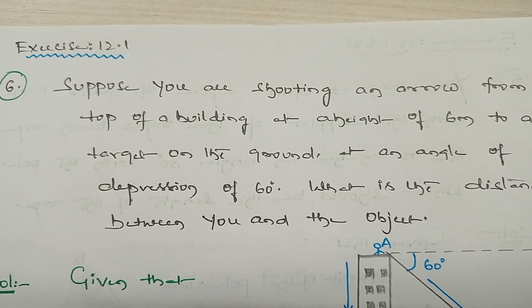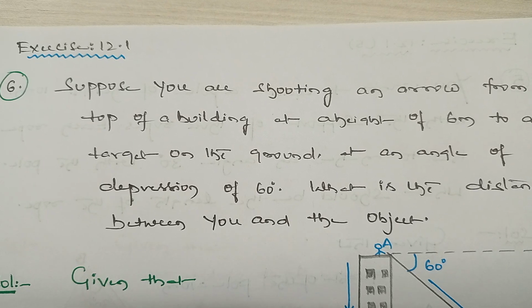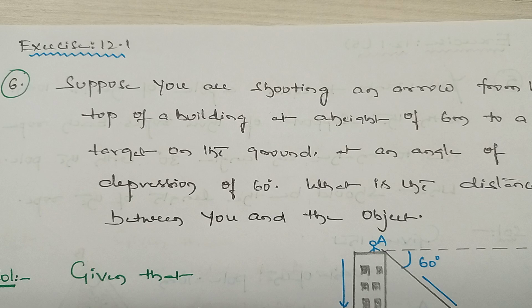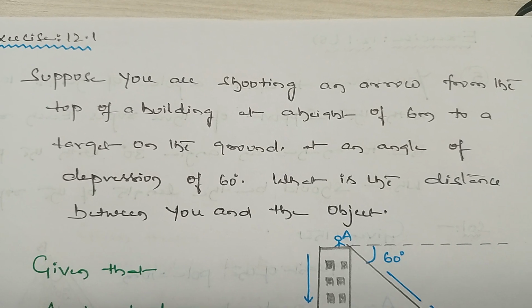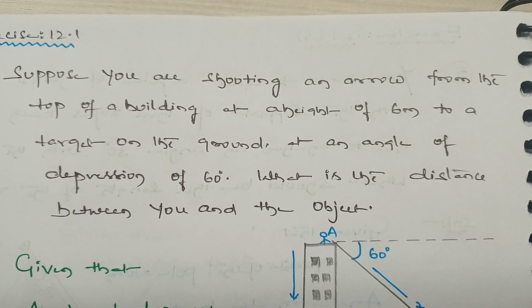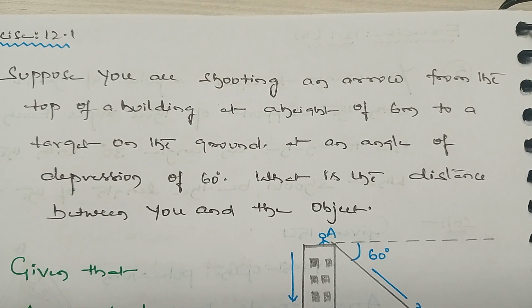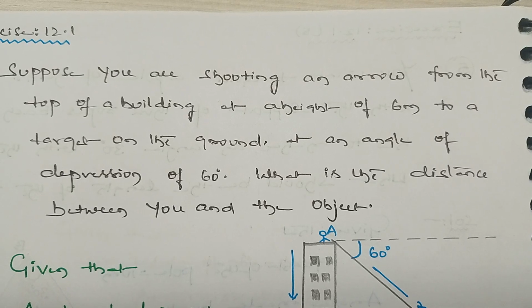Today in this video we are going to discuss the chapter Applications of Trigonometry, exercise 12.1, sixth sum. Suppose you are shooting an arrow from the top of a building at a height of 6 meters to a target on the ground at an angle of depression of 60 degrees. What is the distance between you and the object?